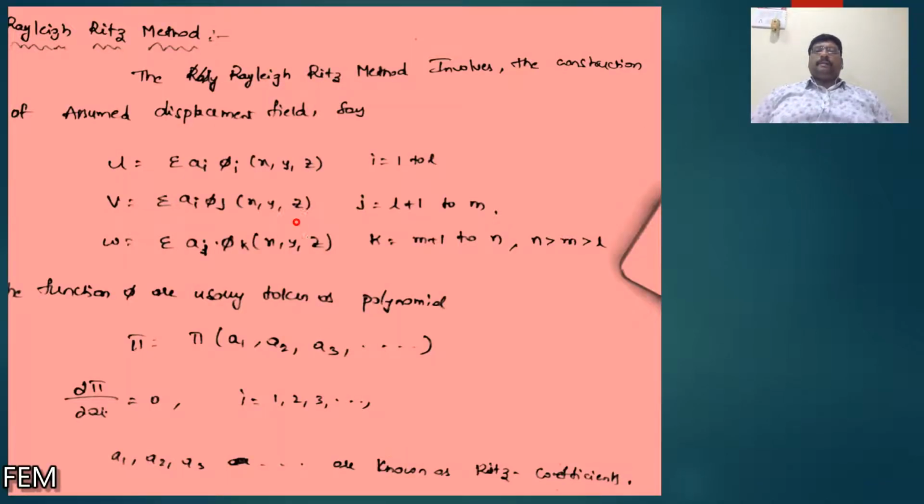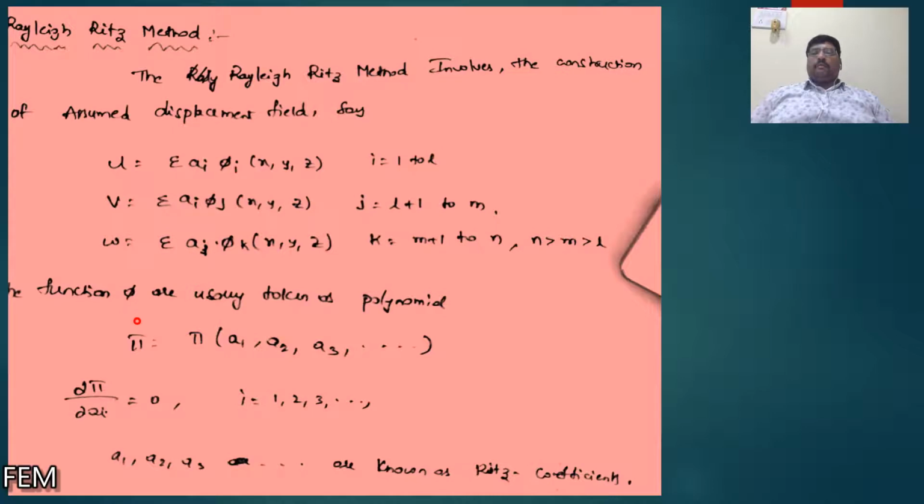In the Rayleigh-Rizz method, we assume a certain displacement field in a particular direction as u, v, w. u is the displacement field in the x direction, v is the displacement field in the y direction, and w is the displacement field in the z direction. Based on the function of the material, or the direction of the applied load, the admissible displacement field is selected. If the load is applied in the x direction, the displacement field is selected as u. If the load is applied in the y direction, the displacement function is selected as v, and if the load is applied in the z direction, the displacement function is assumed to be w.